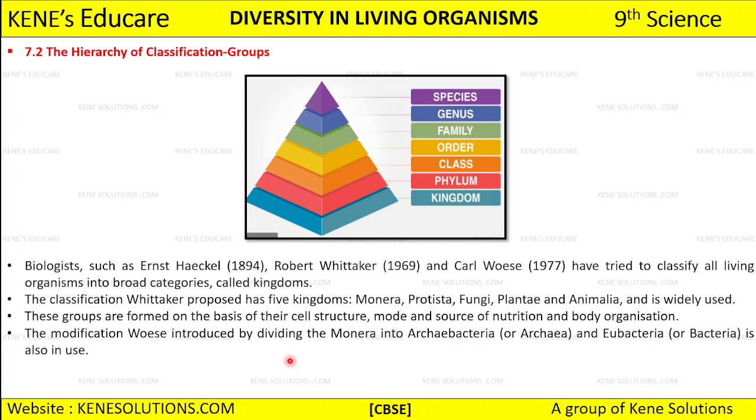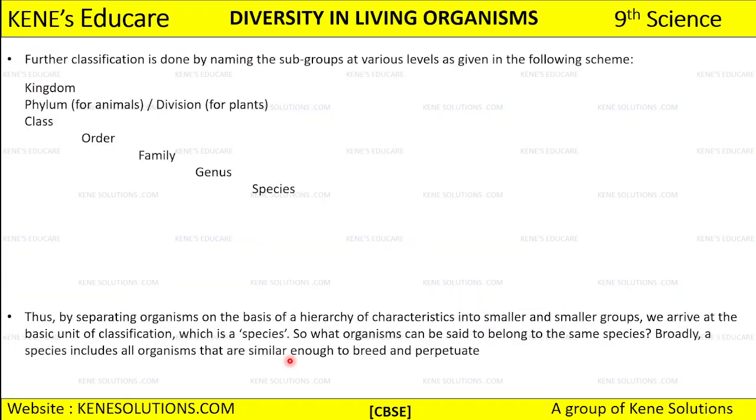So I hope now we have discussed two different topics. First is biodiversity, you are clear with it. The hierarchy of classification which has been given, you are clear with it. Now further classification we do by naming the subgroups at various levels, and here it has been given in the following scheme, where we have the kingdom, and if we are discussing the animals, we have phylums. If we are discussing kingdom Animalia, then we are going to use the term phylum.